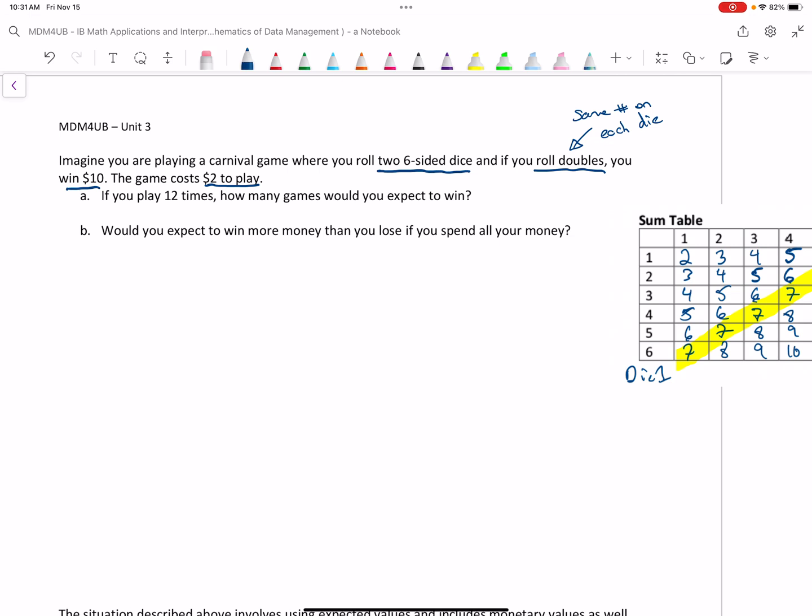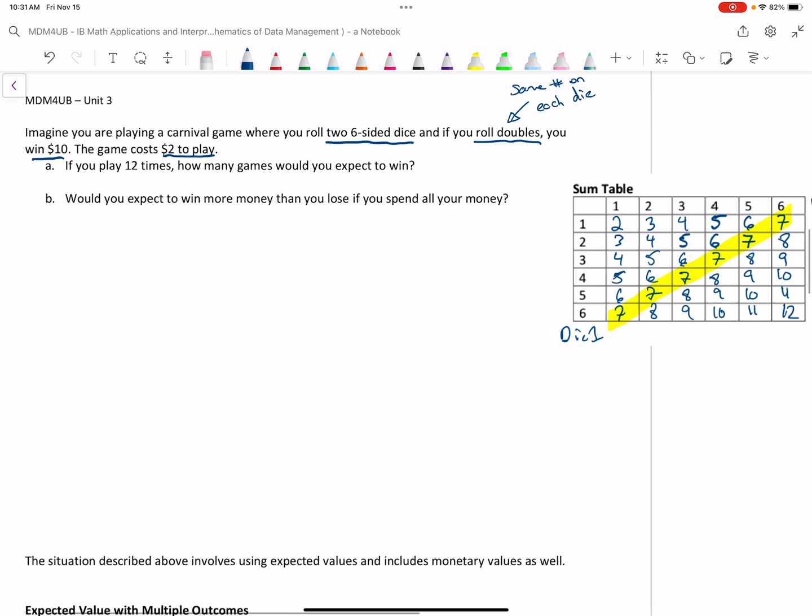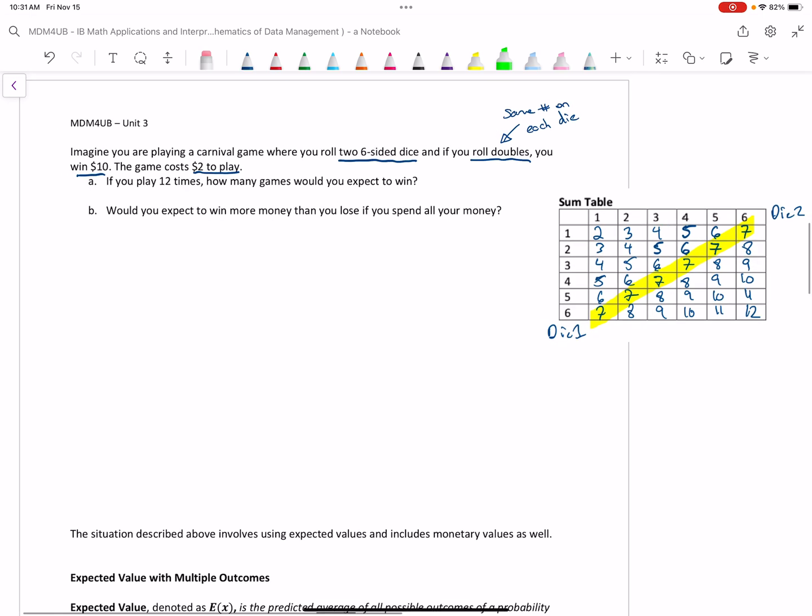And so the probability of that, so you would have like a 1 and a 1, a 2 and a 2, 3 and a 3, and so on. Here's our little sum table. So 1 and 1 is this, a 2 and a 2 would be this. In fact, you get this happening 6 out of the total of 36 sums possible or outcomes possible. So the probability of doubles, just so we all have the same idea here, is going to be 6 out of 36, or just 1 out of 6.